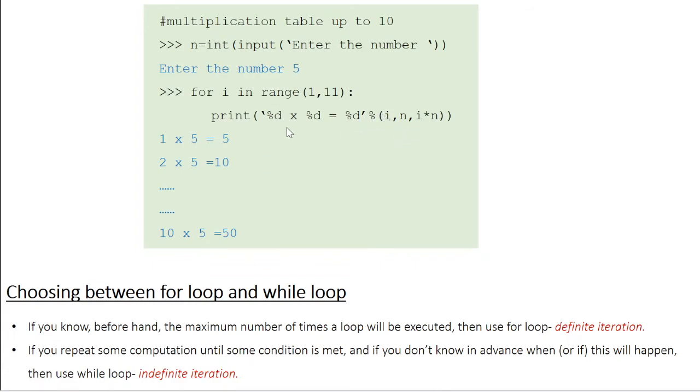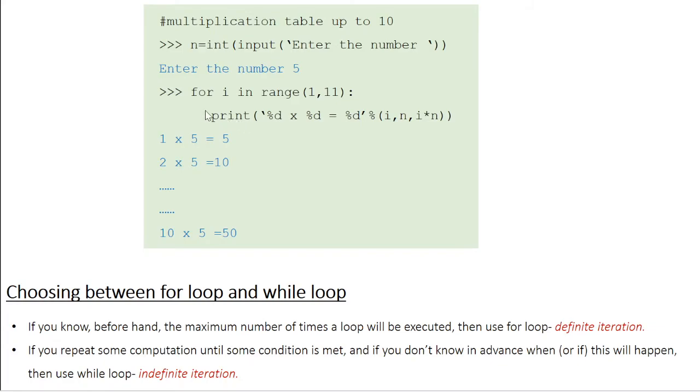Then what are the variables? First one is the control variable i. Second one is the number which you have input, which is n. And the final one is the product of i and n. So this is how you write using the formatted output. If you want, you can use the normal print statement.